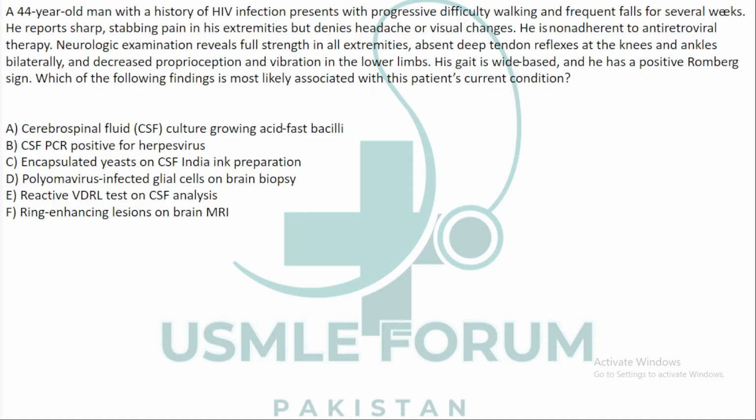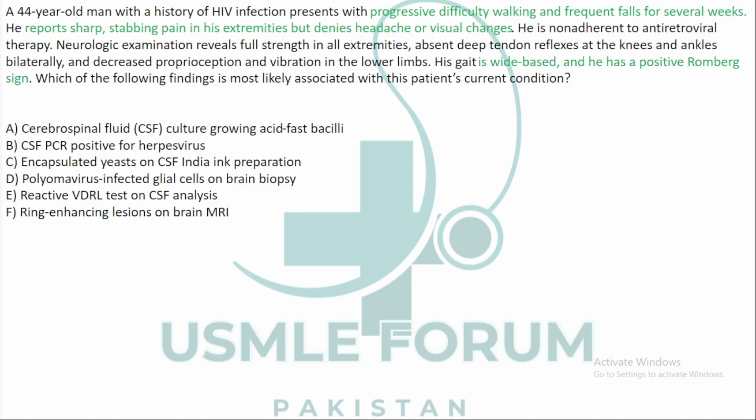Okay, so a 44-year-old man with a history of HIV infection presents with progressive difficulty walking and frequent falls for several weeks. He reports sharp stabbing pain in his extremities but denies headache or visual changes. He is nonadherent to antiretroviral therapy. Neurologic examination reveals full strength in all extremities, absent deep tendon reflexes at the knees and ankles bilaterally, and decreased proprioception in the lower limbs. His gait is wide based. He has a positive Romberg sign. Which of the following is most likely associated with this patient's current condition?